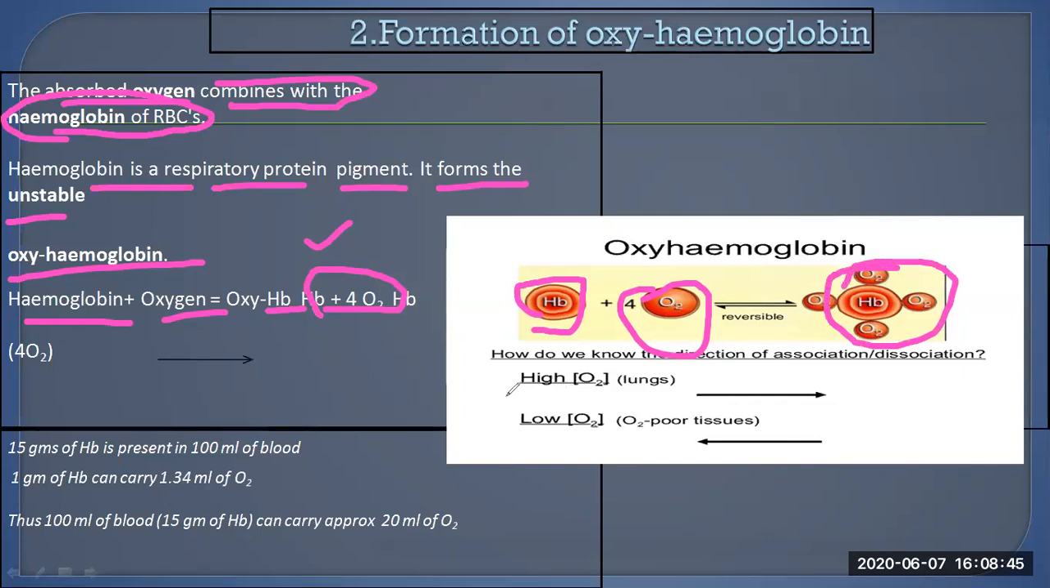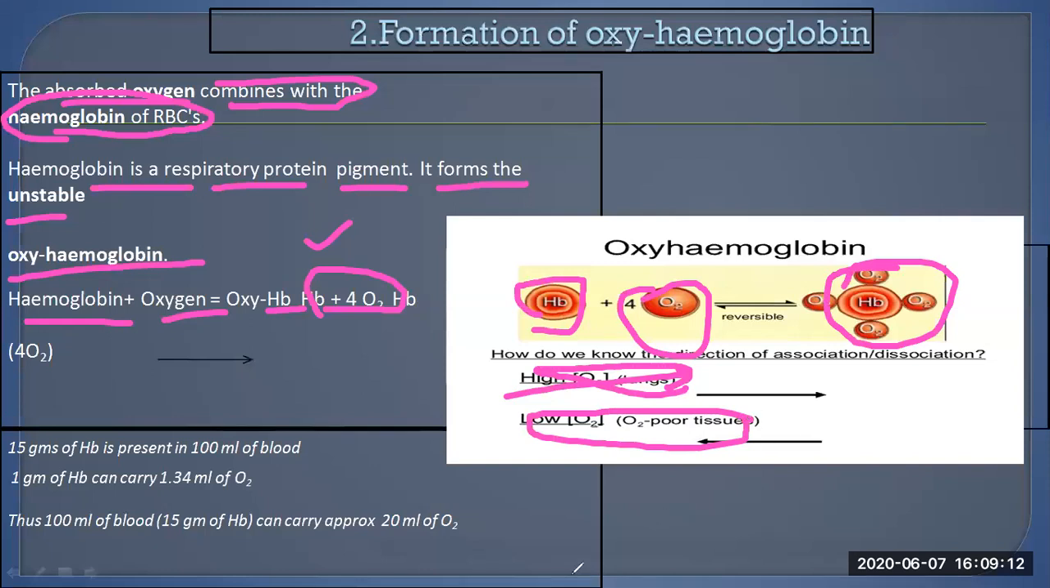I had already told you, in the lungs there is much oxygen, and in the tissue there is low oxygen due to the pressure gradient of these gases. So gaseous exchange takes place between the alveoli and the pulmonary capillaries. These things only happen.